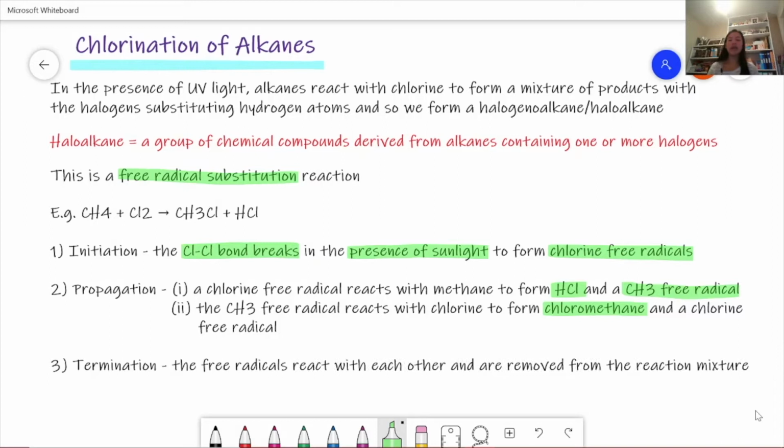And the last step is when free radicals react with each other and are removed from the reaction mixture. So now we're going to have a look at this reaction.